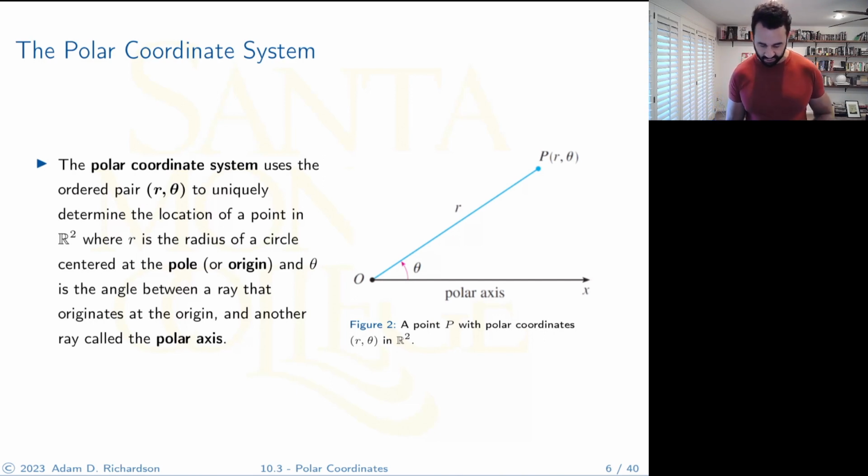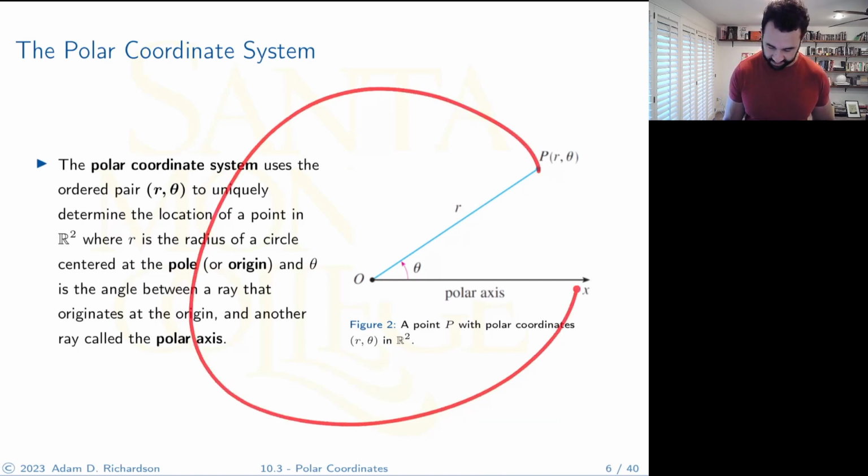So the first thing we're going to do is fix a point called the pole, or the origin. So there's still an origin here. And we're going to let theta be the angle between a ray that originates at the origin and coincides with the standard x-axis. And theta is the angle that you get when you tip up this ray from the x-axis. This is what we call the polar axis in this case, and we like to coincide the polar axis with the standard x-axis. All right, so this is the angle theta, and the number r is basically the radius of the circle centered at this point that has this line as its radius.